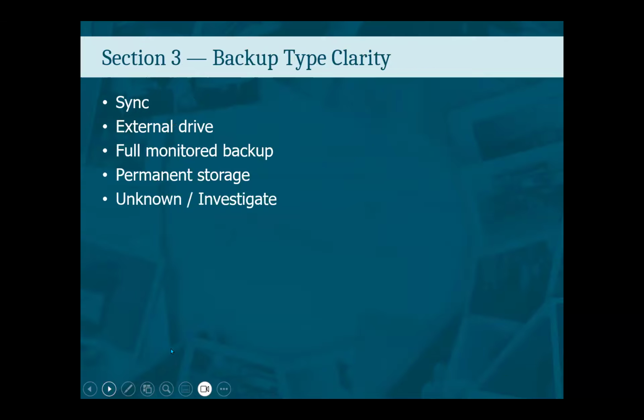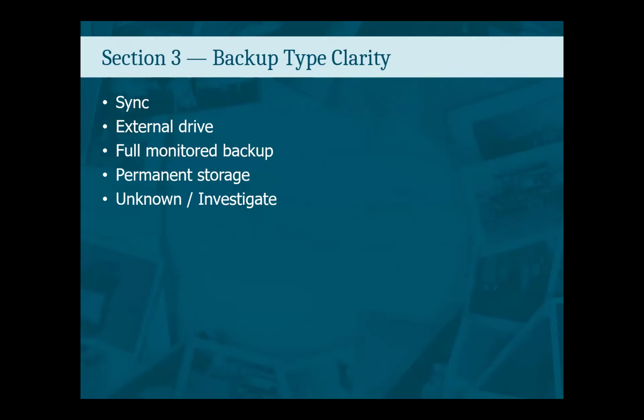So in section 3, we want to focus on the other part of this: what are your backups? Do you have syncs? Do you have external drives? Do you have fully monitored backups, things like Backblaze or Carbonite? Do you have permanent storage for things like your photos, or do you not have them? So thinking about these key devices that you have, what kind of backups do you have, so that way you can identify them.